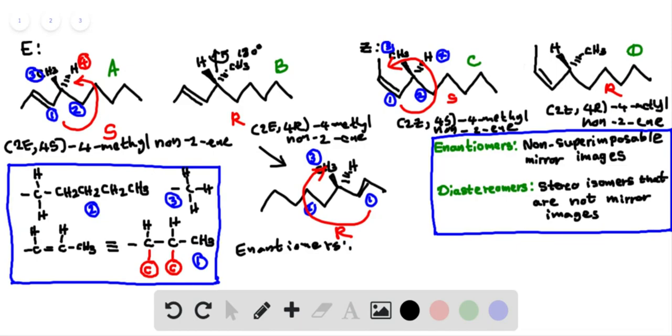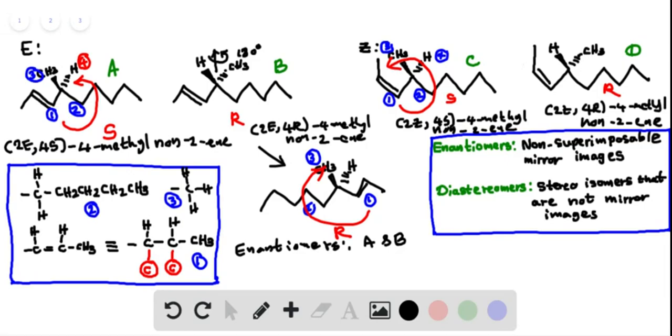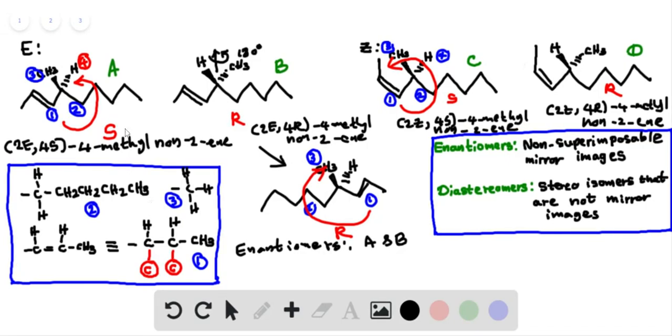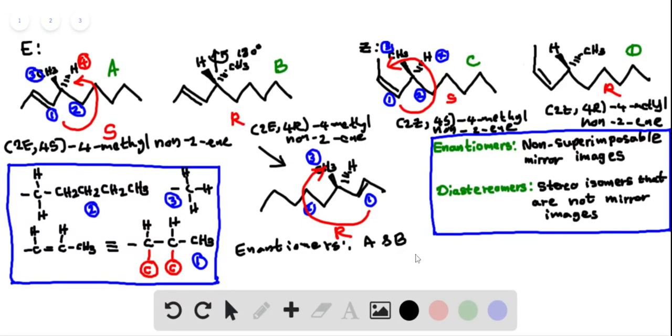Enantiomers are A and B, because this is S. It's a mirror image of the R. Therefore, A and B are mirror images, and also C and D are mirror images.